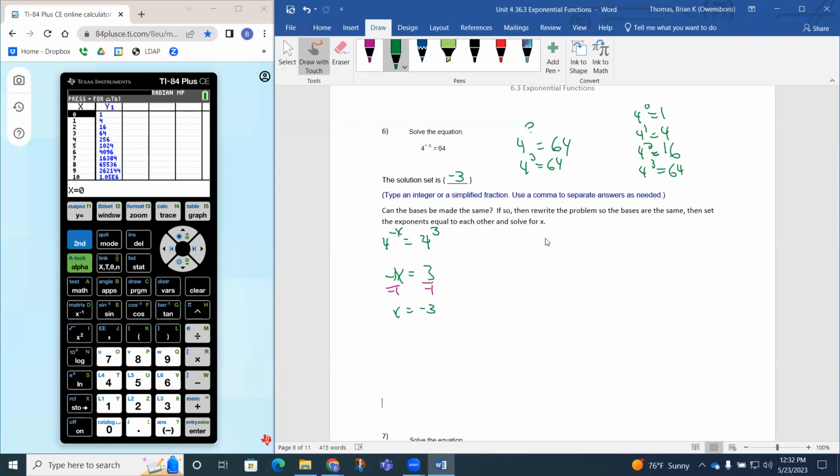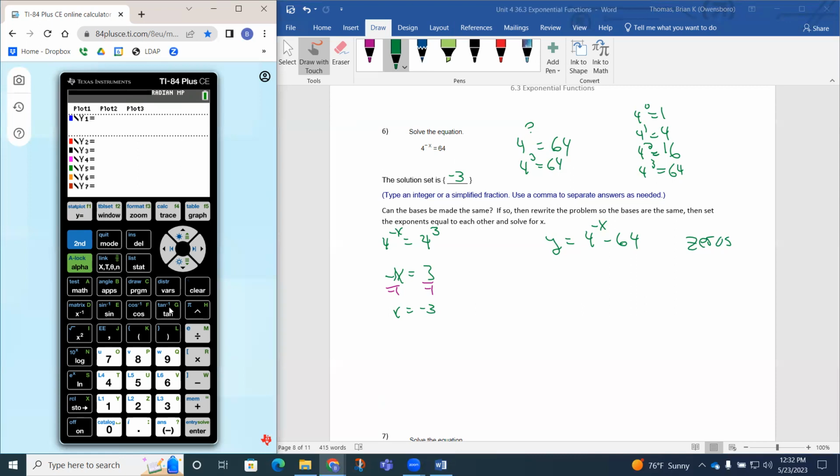Another thing you could do is write this as y equals, setting it to 0. I can write this as 4 to the negative x, and if I bring the 64 over, minus 64. Then you could try to find the zeros to this problem. So if I hit y equals, type in 4 to the negative x minus 64, and hit graph, notice that you have to pick up on that this graph moved down 64. So my window has to go down past negative 64.